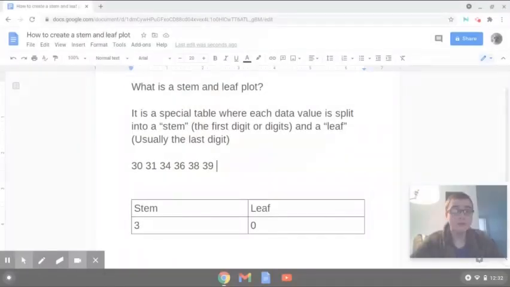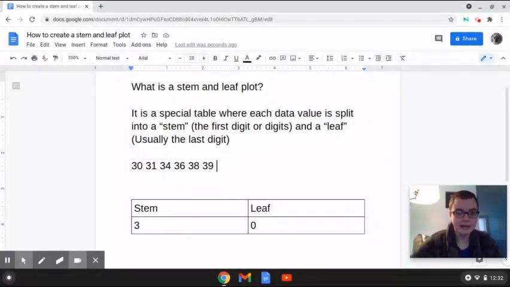Today, I will be showing you how to create a stem and leaf plot. So let's jump right into the video. Okay, so you might be wondering, Zach, what is a stem and leaf plot? Well, I'm glad you asked.